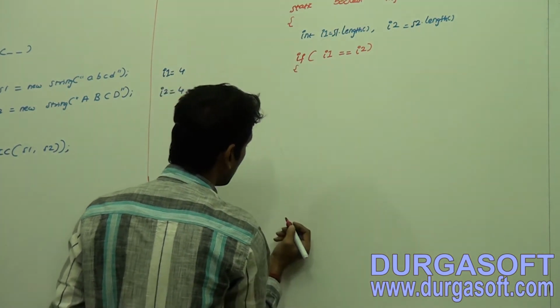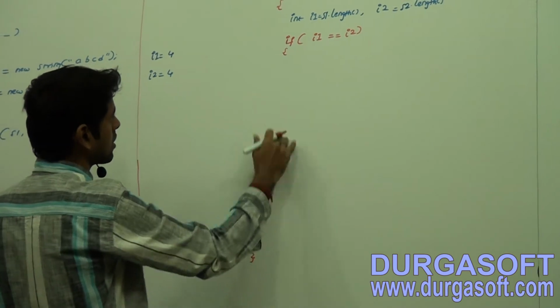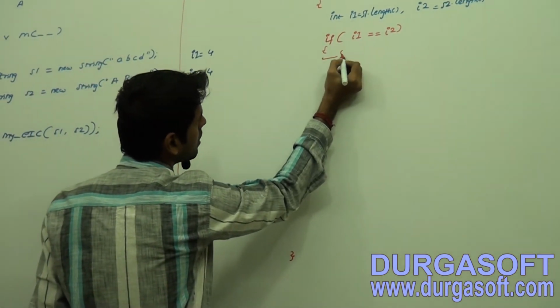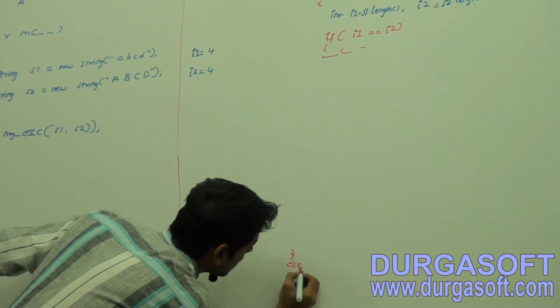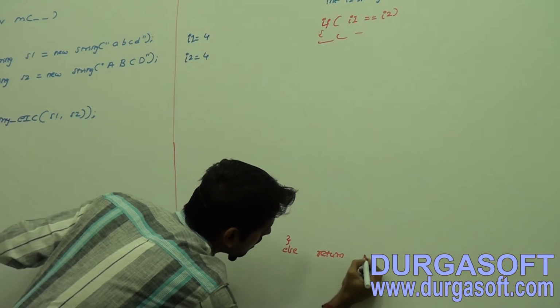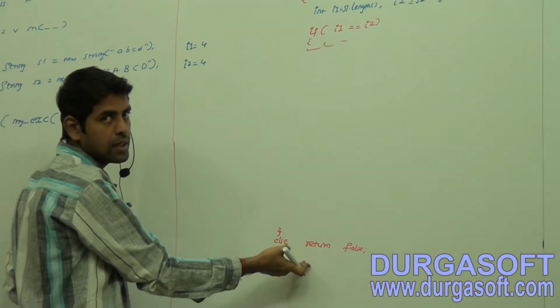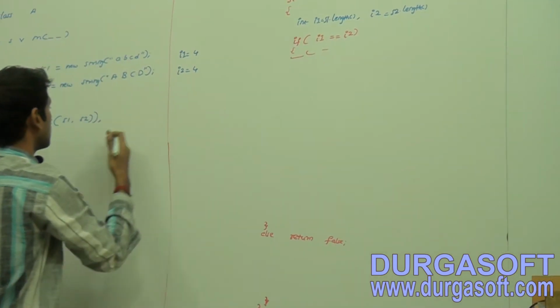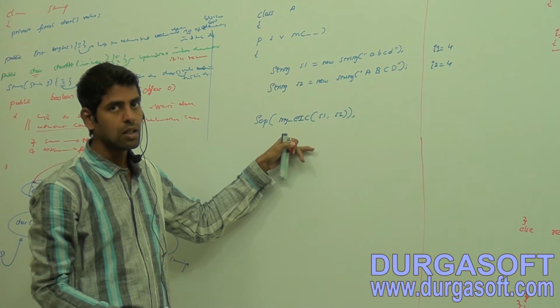Okay, now let me take if i1 double equals i2. We have to write some checking logic here, right? Otherwise, if the lengths are not the same, just return false. Now I am breaking the control here itself and I am returning false to this statement.